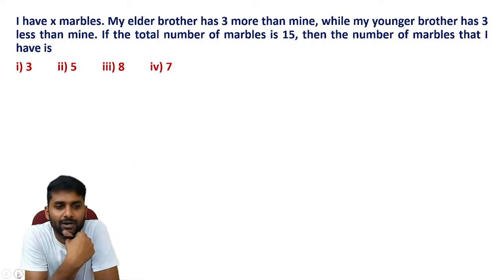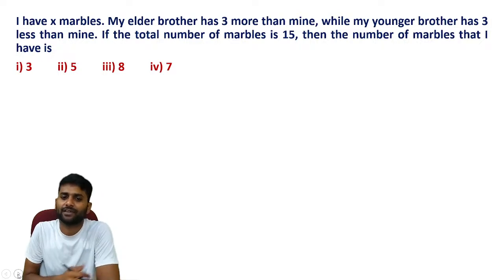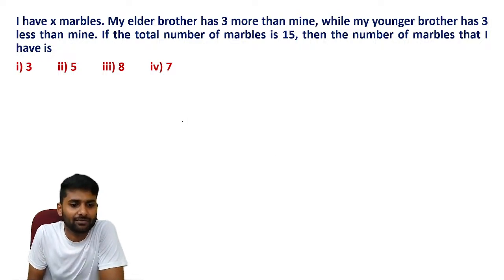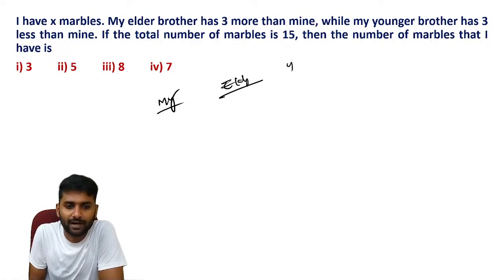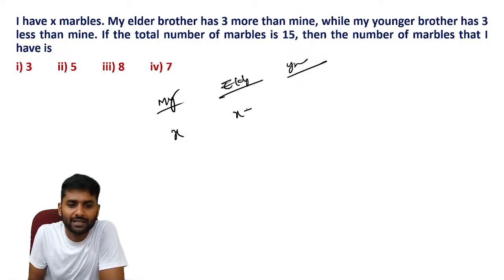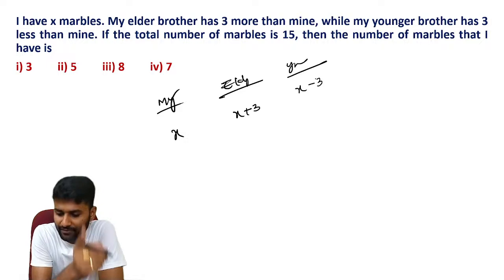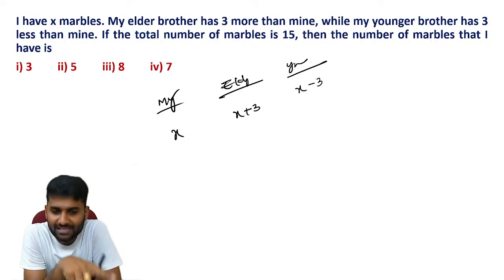Now see, I have x marbles. My elder brother has 3 more than mine, while my younger brother has 3 less than mine. If the total number of marbles is 15, find the number of marbles that I have. See, myself, elder, younger. I am having x marbles. My elder brother has 3 more. My younger brother has 3 less. So every time they compare with myself only.